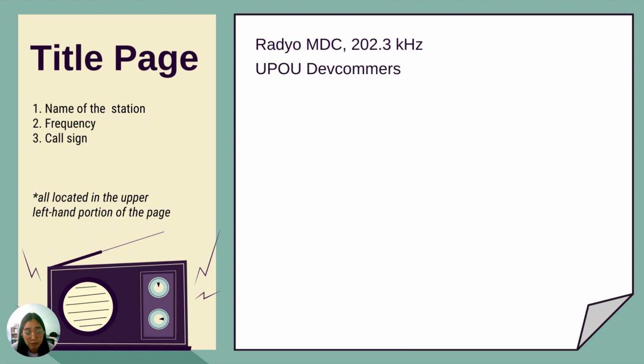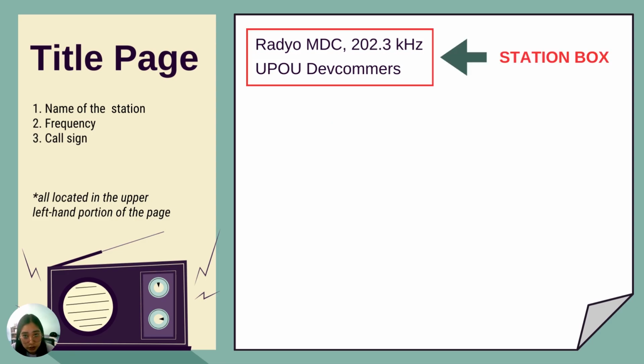First, we have the name of the station, frequency, and the call sign. In our example, we have Radio MDC as the name of the station, 202.3 is the frequency, and UPOU Dev Commerce is the call sign. All this information must appear on the upper left-hand portion of the page. All this information is called the station box.